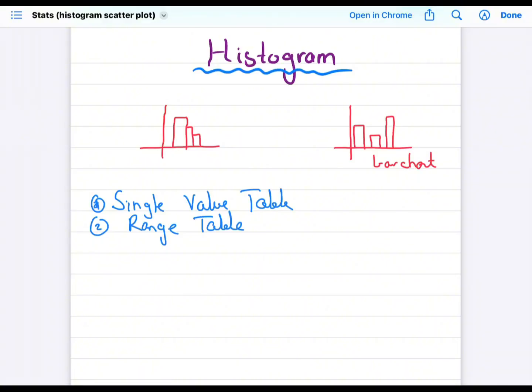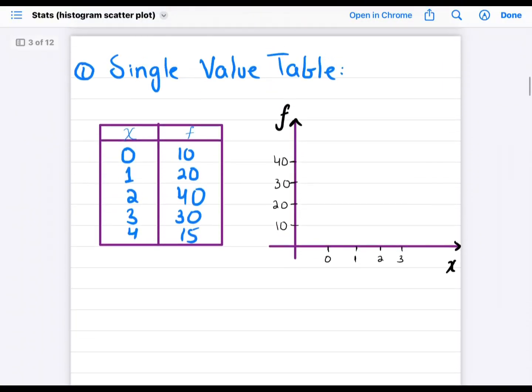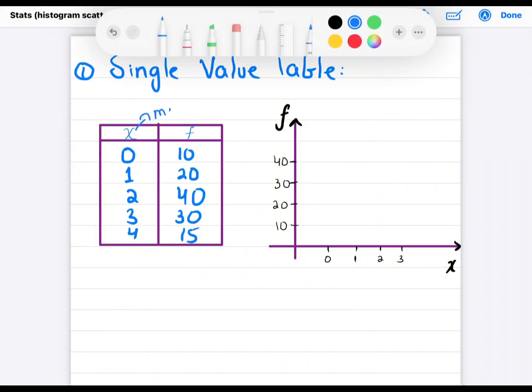So, starting with the single value table. Here I have a question. This is known as a single value table. You can see that there is an x and there is an f, meaning frequency. X you can say is the marks of the students, and f is the frequency: how many students get 0 marks, how many get 1 mark, 2 marks, 3 marks. That's random data I'm taking. And you can see that I've made a graph where the x-axis covers the marks and the frequency will be on the y-axis. I hope everything is clear.